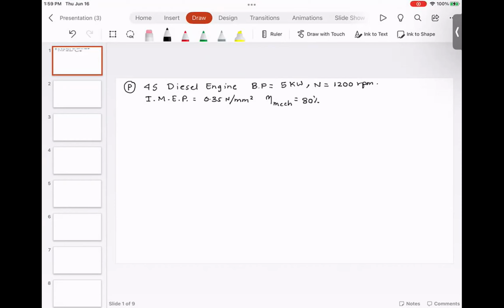And for this engine, we have to first find out what is the diameter, what is the stroke length, what is the thickness, and size of bolts.